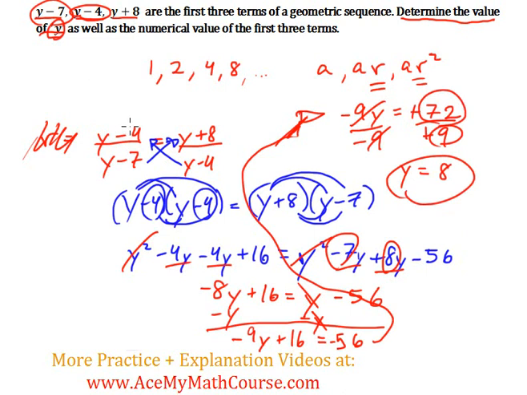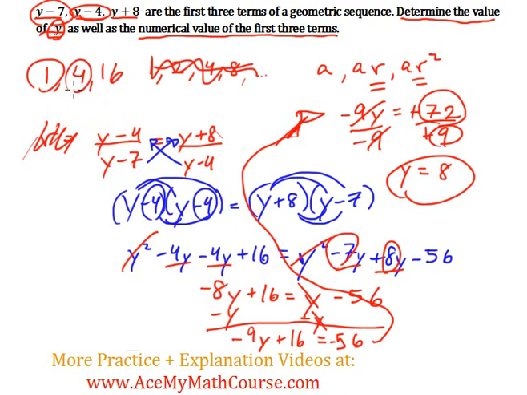But now we also want the numerical value of the first three terms. Fantastic. So 8 minus 7 is just 1. So that's the first term. Forget about these guys, by the way. I don't want any confusion. Comma, y minus 4. 8 minus 4 is 4. Then y plus 8. 8 plus 8 is 16. So those are the first three terms of the geometric sequence.